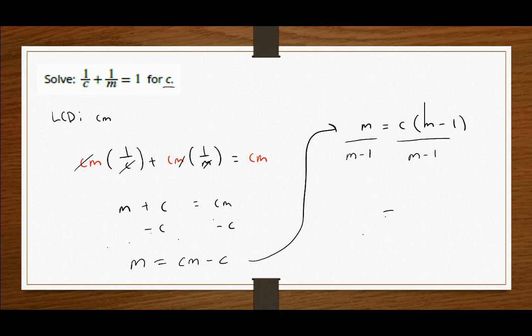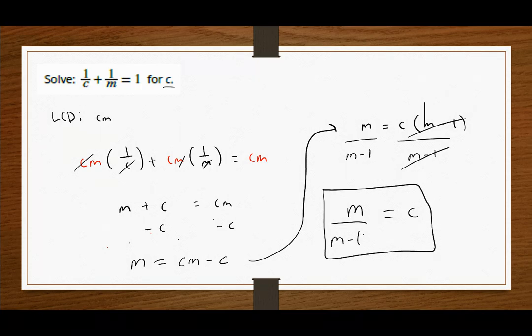There we go. So with our binomials canceling here, we get C by itself, along with our expression on the left-hand side of the equation, M divided by M minus 1. So it takes a little bit of a rearrangement here, but following some of the similar patterns as before, we use the LCD to clear our fractions and our properties of equality to manipulate the equation.